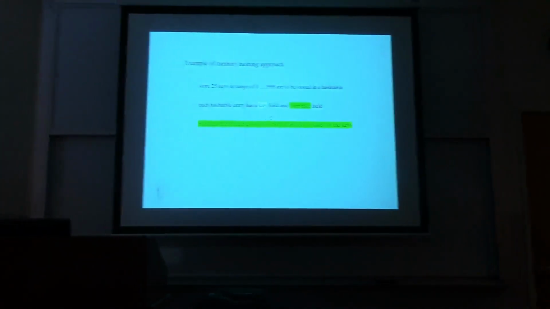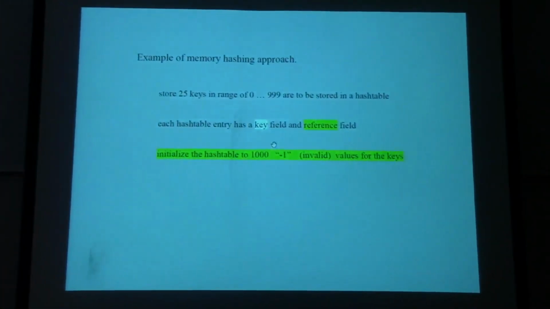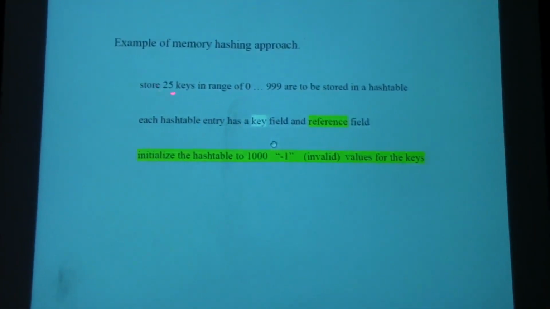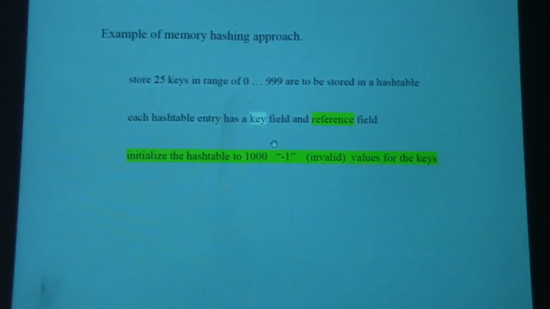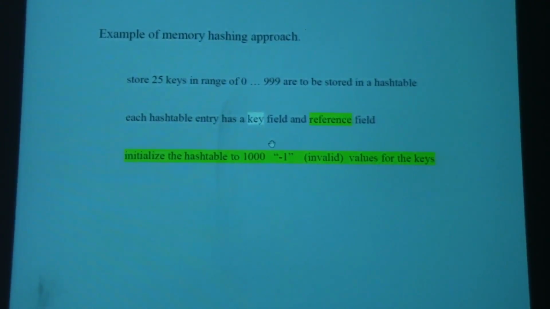So one thing we can do, we can take 1,000 locations, initialize our hash table to -1. That means we're not using -1, so this is invalid. So we know what we're not using because we're only going to use 25 out of 1,000. That's a very low utility, but 25 out of 1,000, what is that?